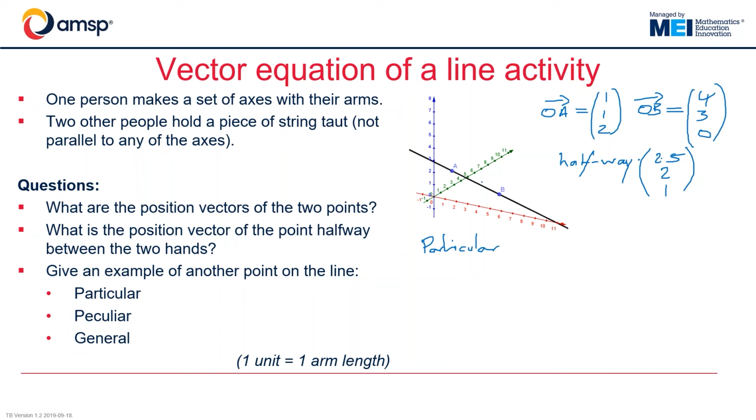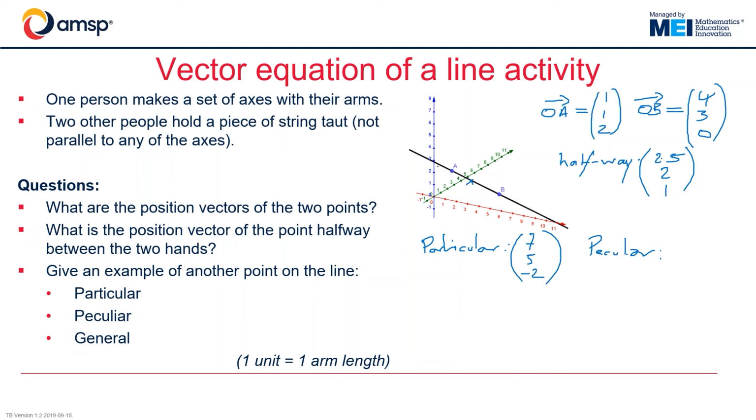So the student might say, okay, I've done halfway along. What if I moved 2 lots of this gap from A to B? I would be down here somewhere, and that particular point would be at 7, 5, -2. Peculiar.